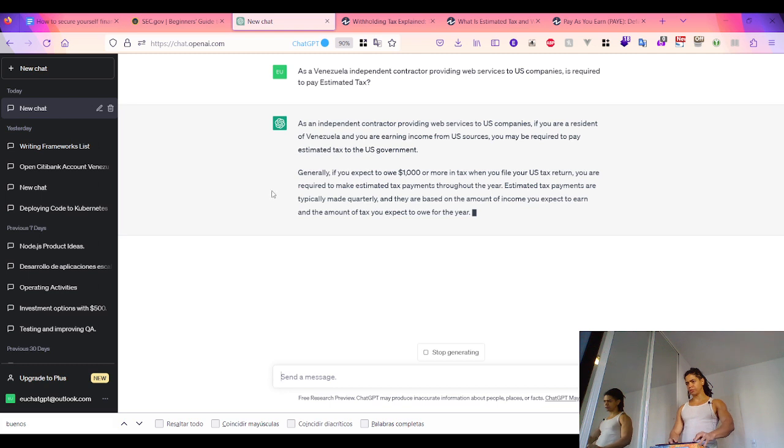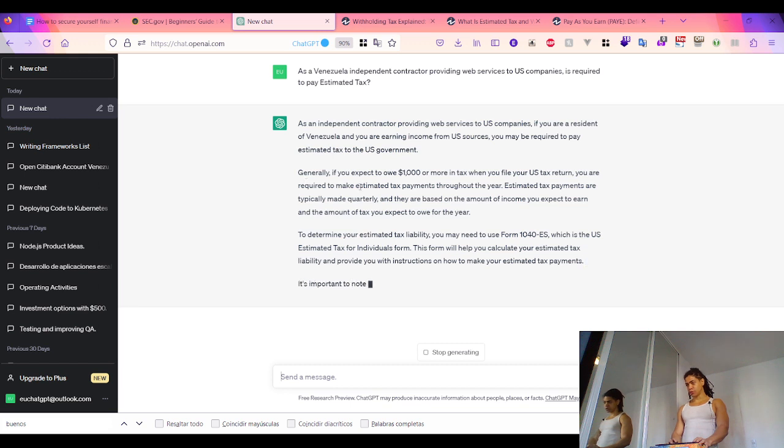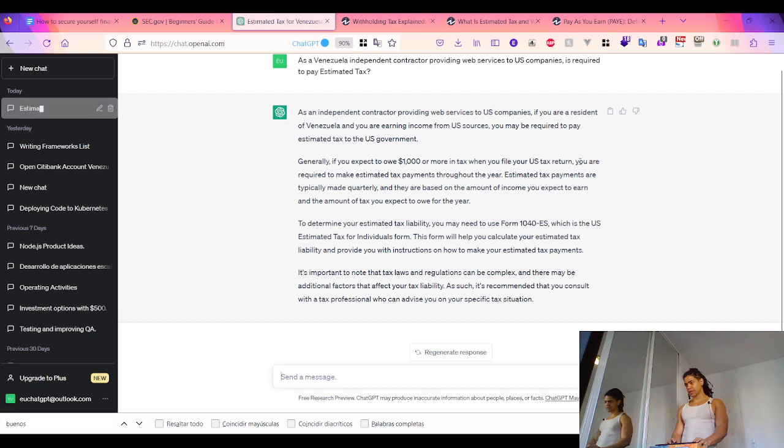If you earn income, you may be required to pay estimated tax to the U.S. government. Generally, if you expect to owe $1,000 or more in tax when you file your U.S. tax return, you're required to make estimated tax payments throughout the year. Estimated tax payments are typically made quarterly. To determine your estimated tax liability, you may need to use Form 1040-ES, which is the U.S. estimated tax for individuals form. This form will help you calculate your estimated tax liability. It is important to know that tax law and regulations can be complex, and there may be additional factors that affect your tax, so it's recommended to consult with a professional tax advisor.